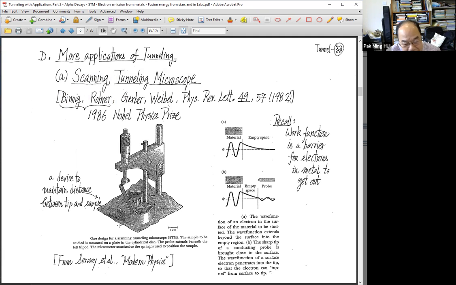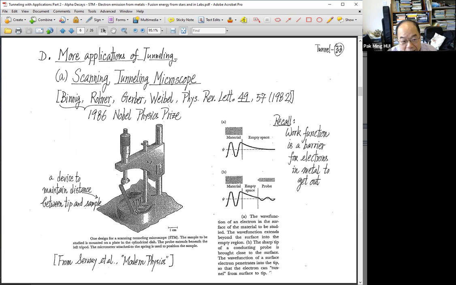So the idea is as follows. You try to control a tube, just like a pen. So you have this tube. Of course, if you do it very nicely, the end of the tube should be a single atom, right? So more atoms there, smaller, fewer. At the end, you have a single atom.